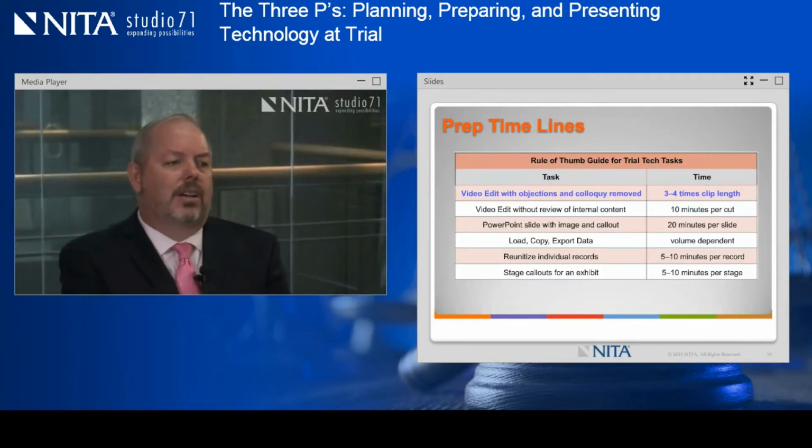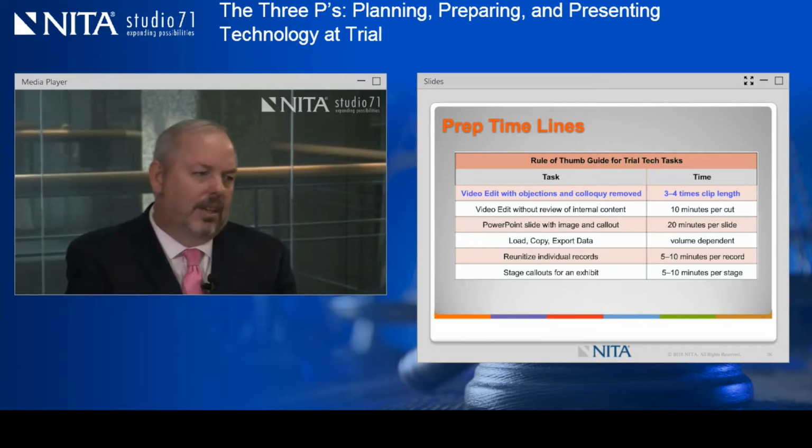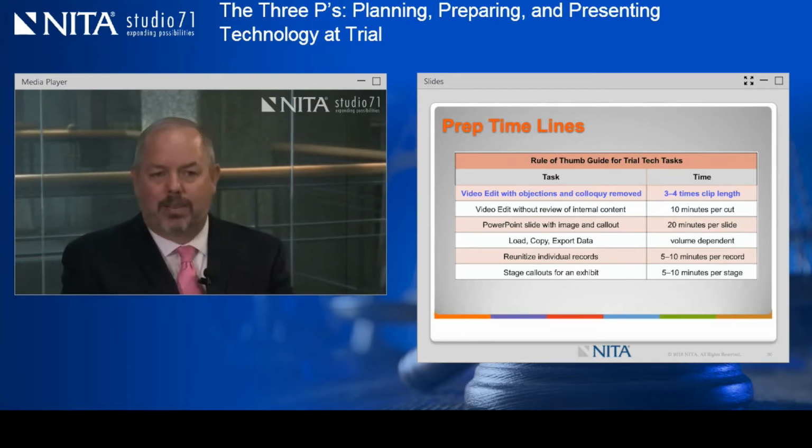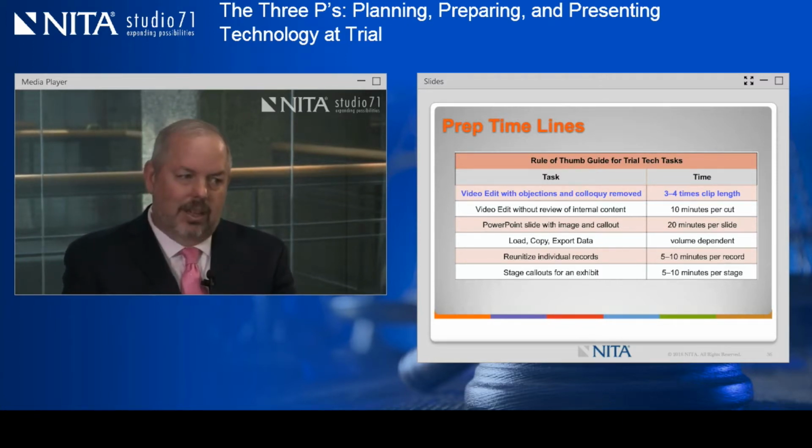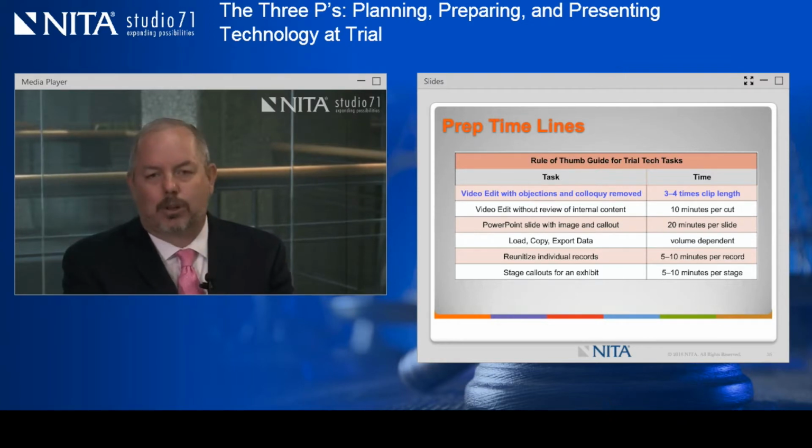Next, we're talking about a rule of thumb for time. I've included some estimates for many common tasks, but by far the most common time-consuming task is video editing, especially from transcripts. The request is often made without any consideration of how long it might take and is a good area for pushback and discussion.